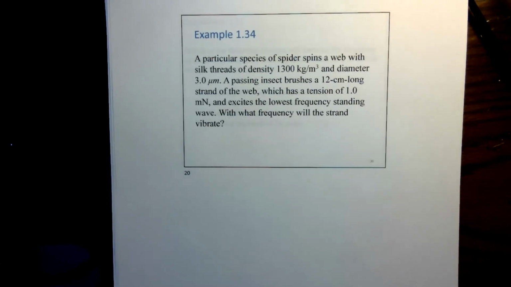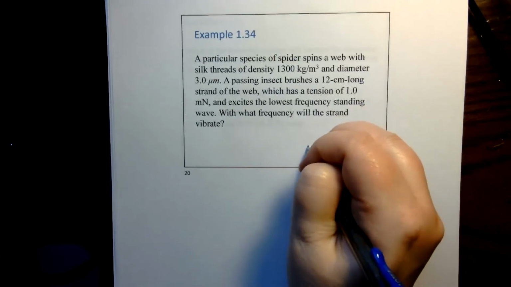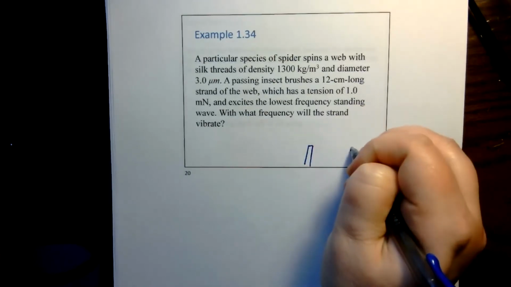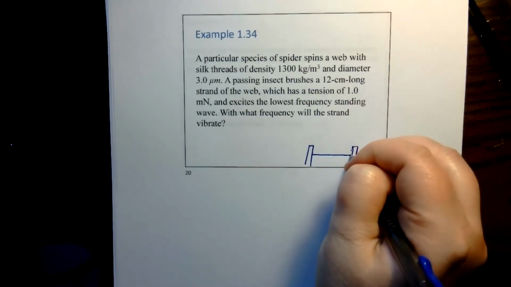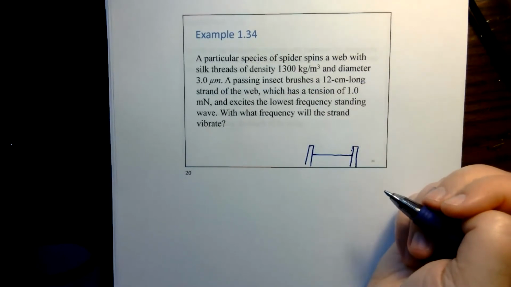Okay, welcome back. What are we trying to find? What's going on in this problem? We have this cute little spider who has built a web, maybe between two wooden posts. There's a string that goes across our two wooden posts, and some bug bumps it and it starts to vibrate. And our question is, what is the lowest frequency?